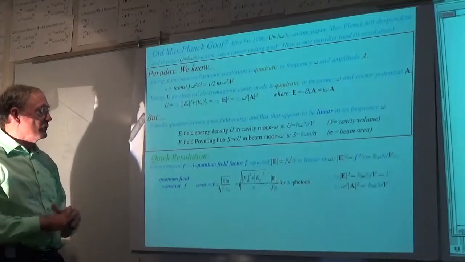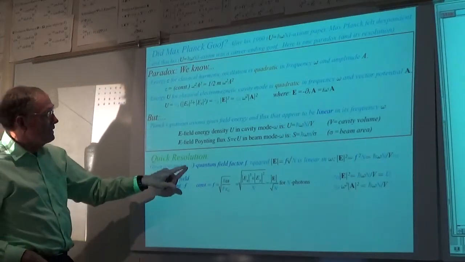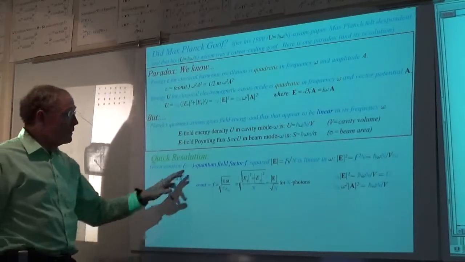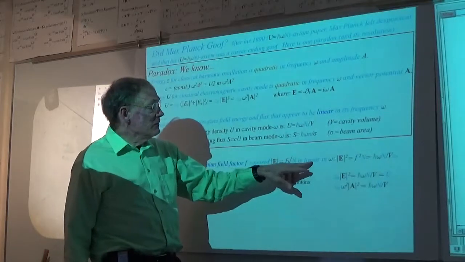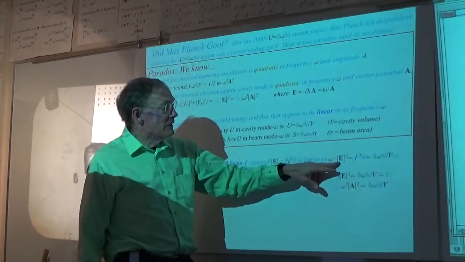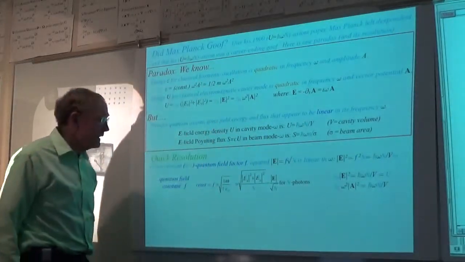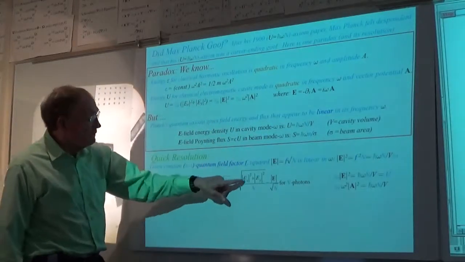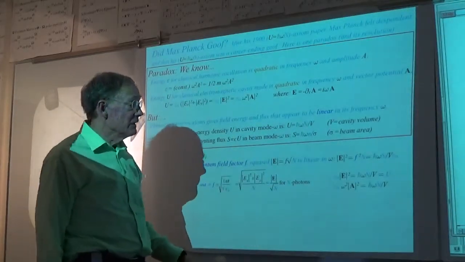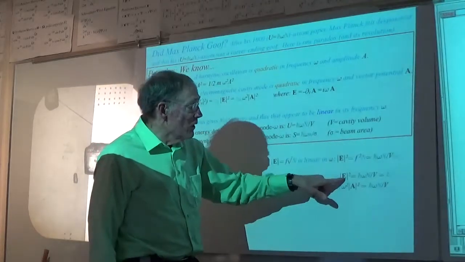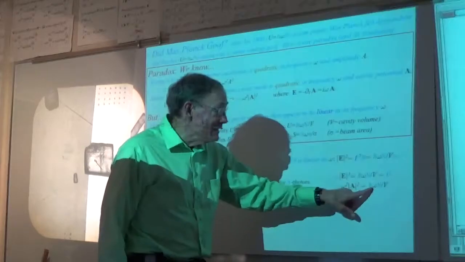So here's a quick resolution, which we have. Given the constant, say n equals 1 quantum, the field factor squared is definitely linear in omega. This f squared here is linear in omega. So you can write the constant the way we did, for n photons. What you're doing is showing that this squared quantity, this omega squared a squared, is linear in omega.